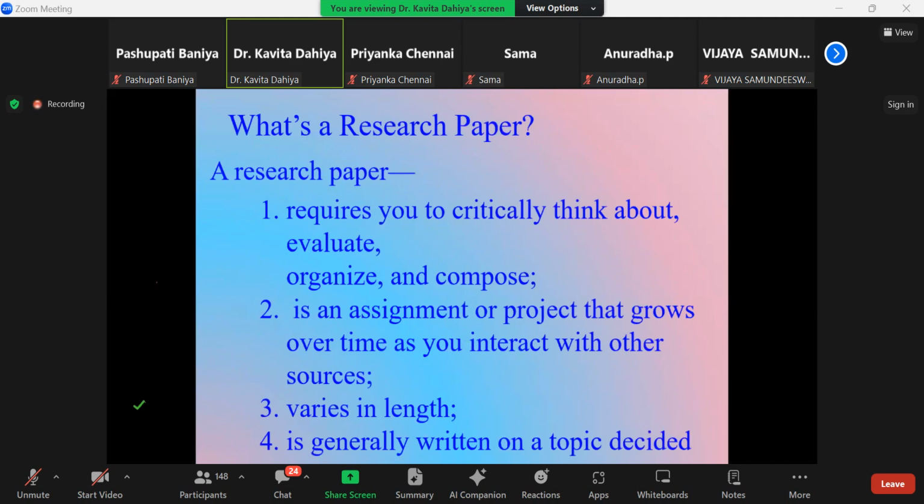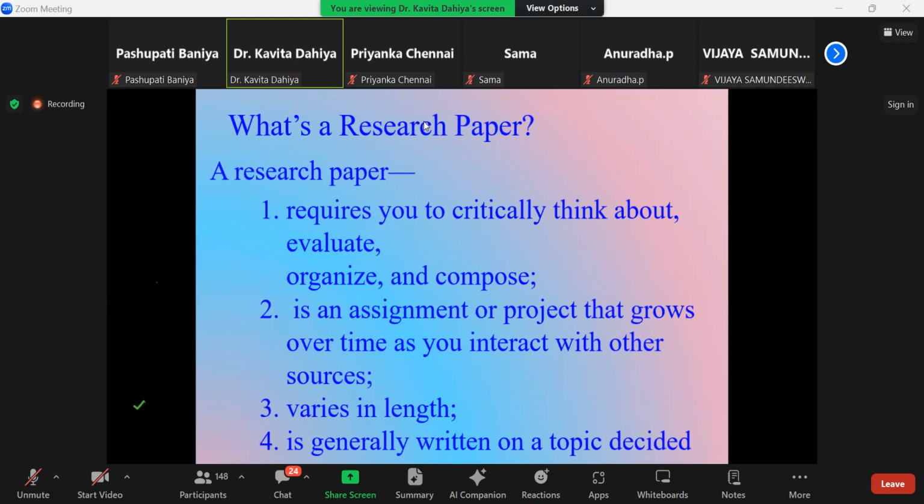If I'm talking about the research paper, then what exactly is the research paper? It is something which requires you to critically think about, evaluate, organize, and compose. Because if you do not have any critical thinking in your mind, then you would adopt the things as they are. So first, for any research paper, you need to criticize the things.